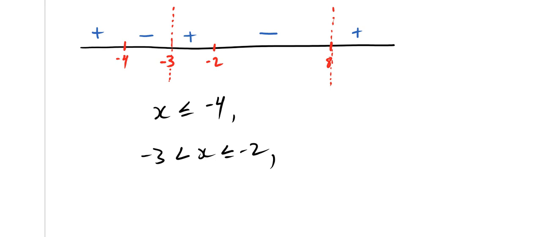And then the last one is going to be when x is greater than 8. Again, we don't include 8 because it's an asymptote, so it's never going to equal 8. So it's just when x is greater than 8. But that's also where this graph will always be positive.